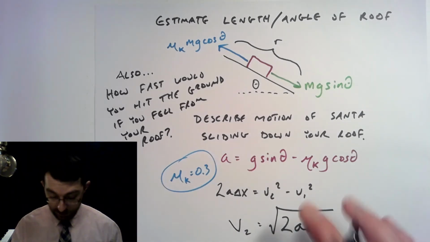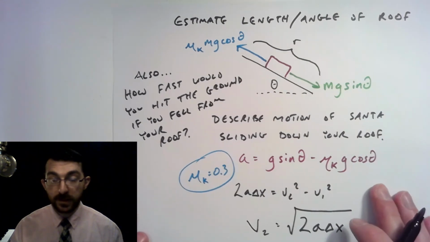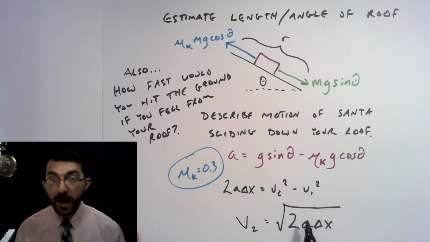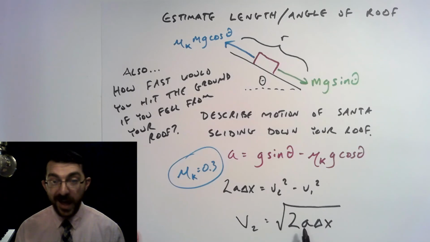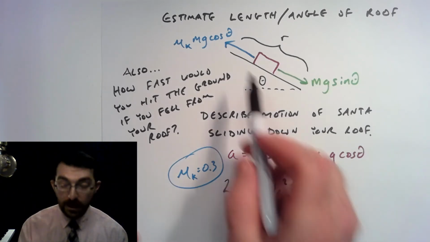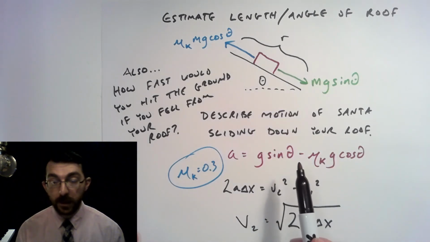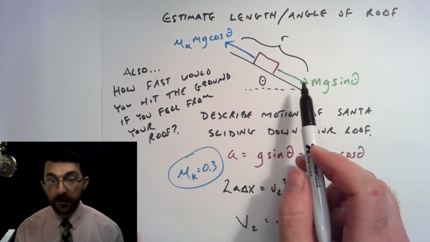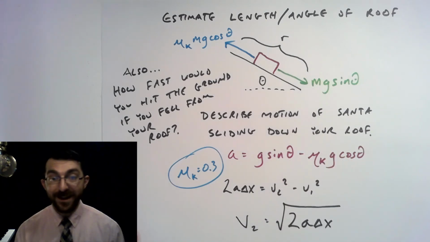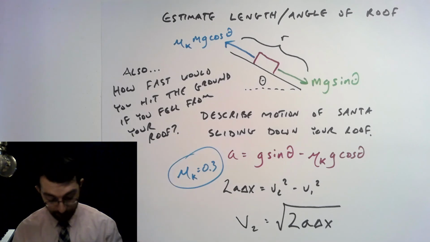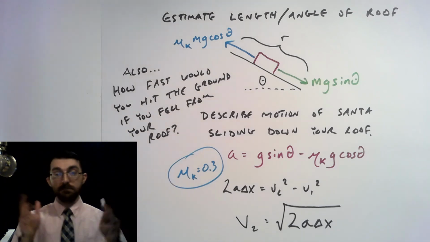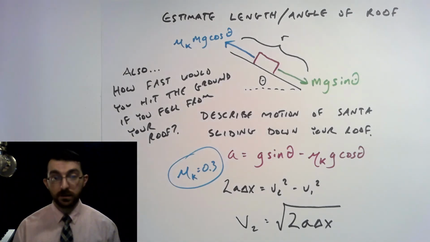Similar equation, v squared equals 2a delta x. It's just that a would now be gravity, and delta x would be the height. So if you can estimate the length of the roof and the angle, you can find out how fast you'd be going at the end. And if you can estimate the height of your roof, then you can figure out how fast you'd hit the ground after you fell. Anyway, hopefully I didn't miss anything here, so good luck.